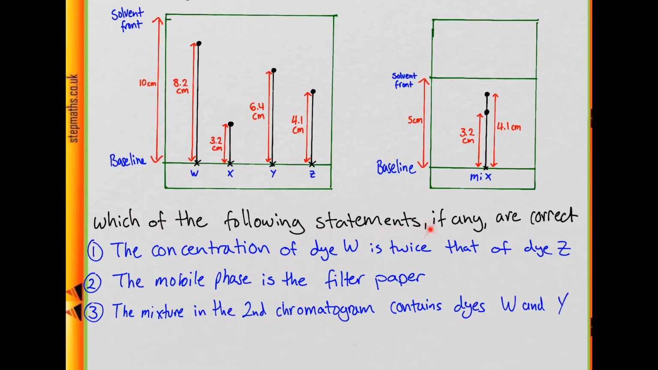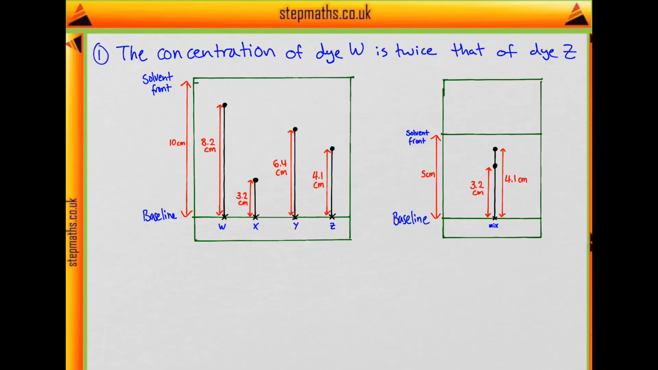Which of the following statements, if any, are correct? Statement 1. The concentration of dye W is twice that of dye Z. Statement 2. The mobile phase is the filter paper. Statement 3. The mixture in the second chromatogram contains dyes Y and W. So let's look at each statement in turn.